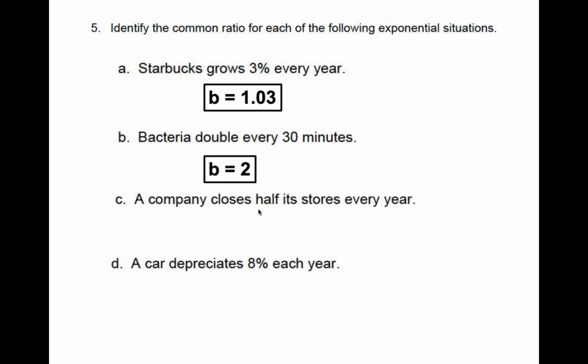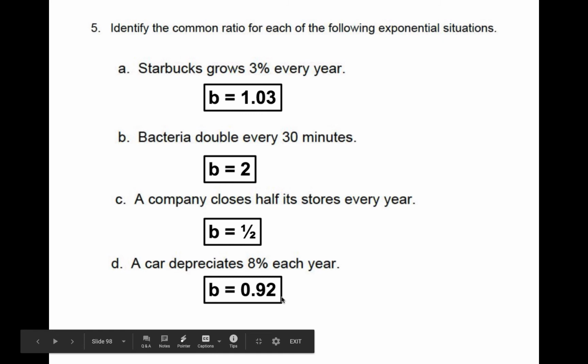A company is closing half of its stores every year. So you have a B value of 1/2, or if you want to do percents, that'd be 50%, so 0.5. It's the same thing. A car depreciates, goes down in value, 8% each year. So you don't want it to be worth 8% of what it's worth. You subtract it from 100. That'd be 92%, and as a decimal, it's 0.92.